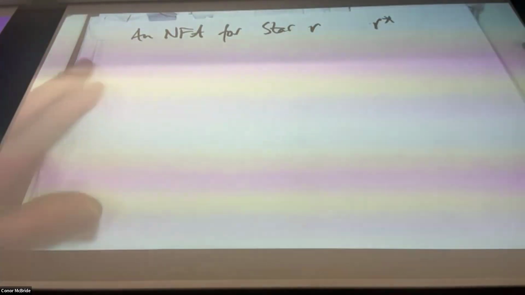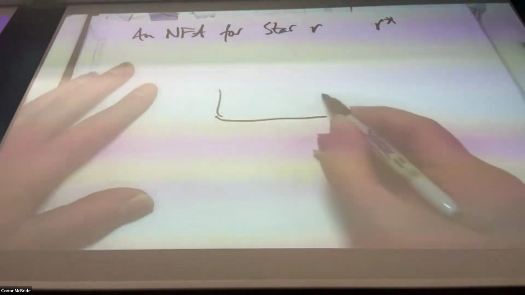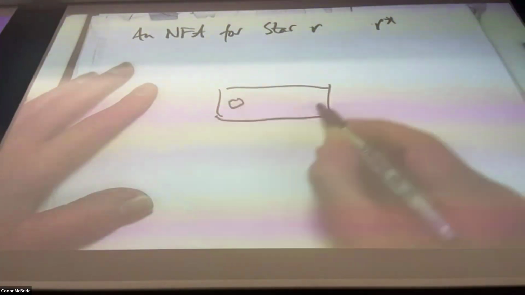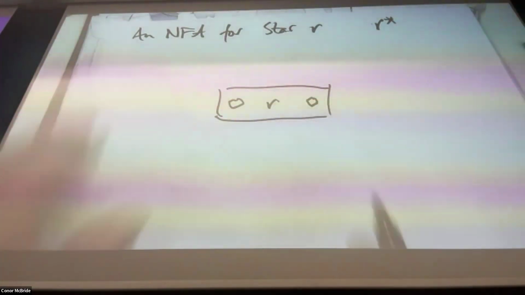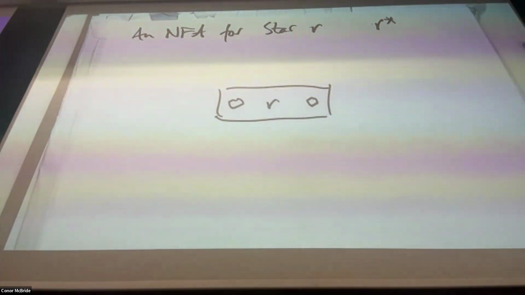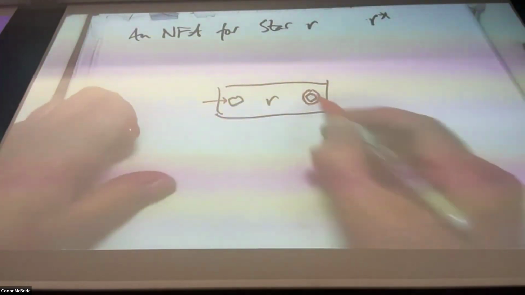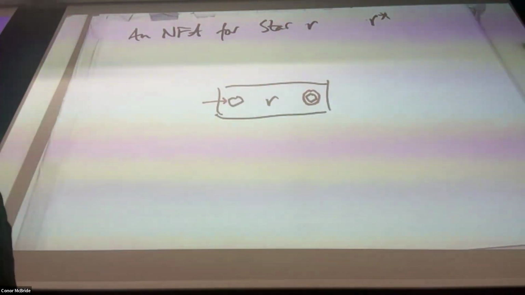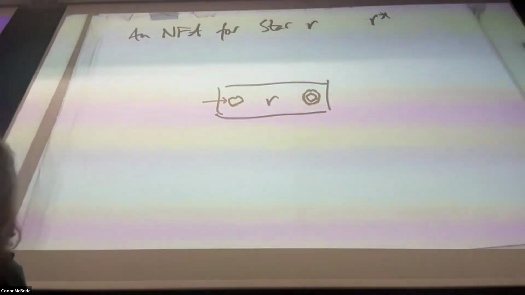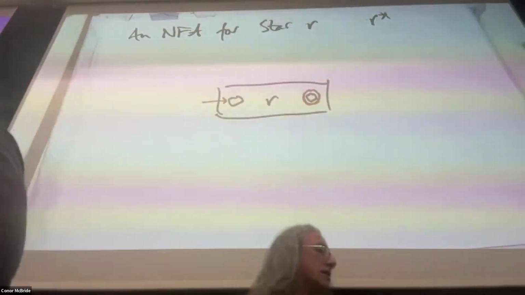An NFA for R star, as it's often written. And I will give Fred a ready-built automaton for R with a designated start state and a designated accepting state, and invite Fred to go loopy.